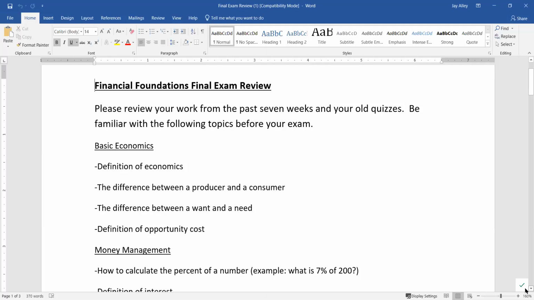A want is something that you desire. It would be nice to have, but it's not required for survival. I didn't use the word want or the word need in either of those definitions. And that's something that I would encourage each of you to learn how to do also.